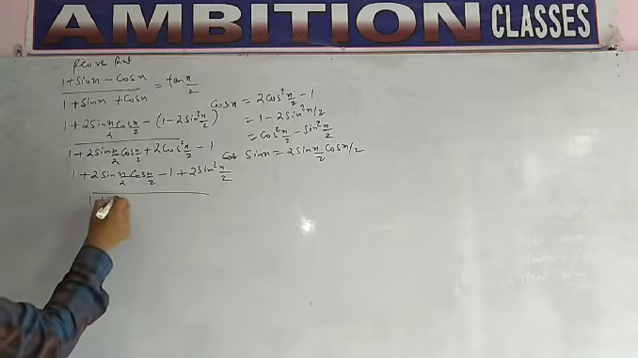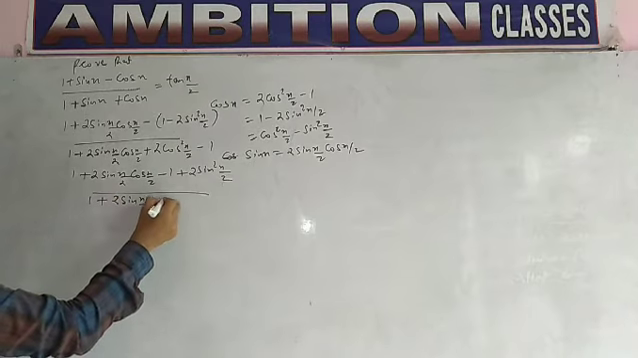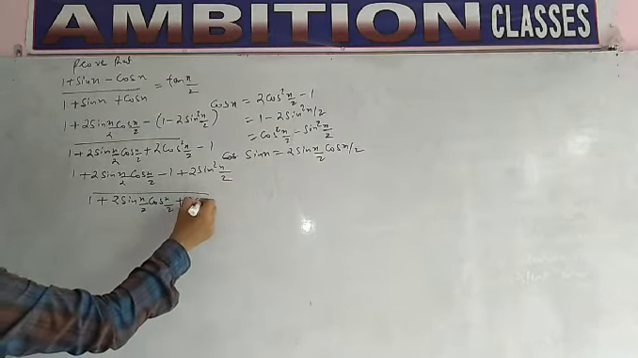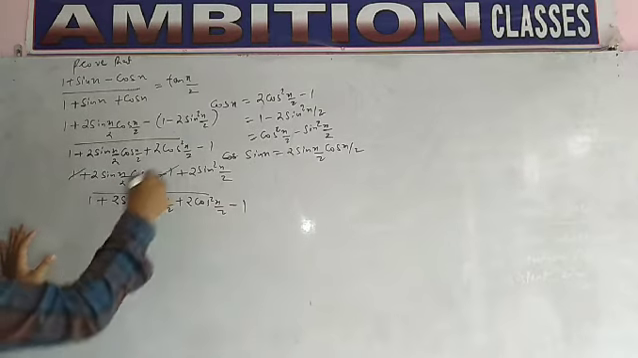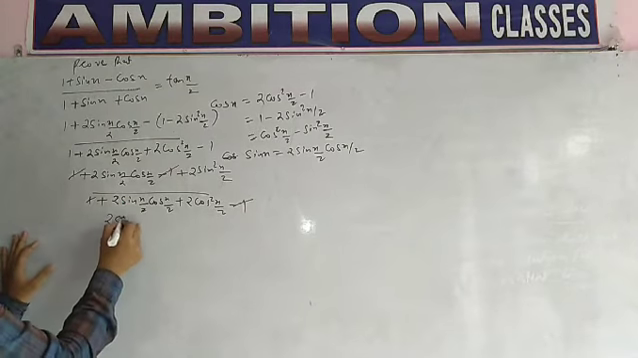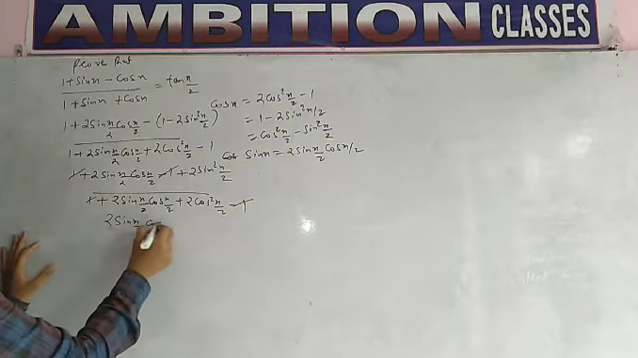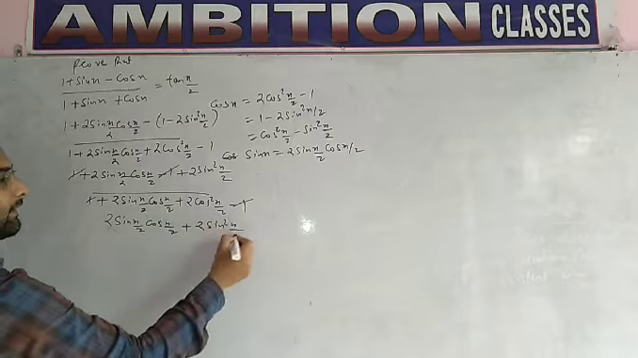After this we will have 1 plus 2 sin x by 2 into cos x by 2 plus 2 cos square x by 2 minus 1. This one will cancel. Here this one will cancel. Now we will have remaining terms 2 sin x by 2 into cos x by 2 plus 2 sin square x upon 2.